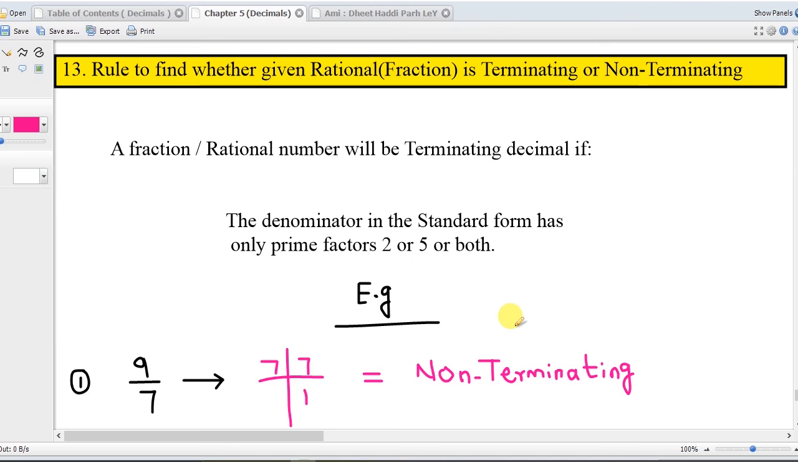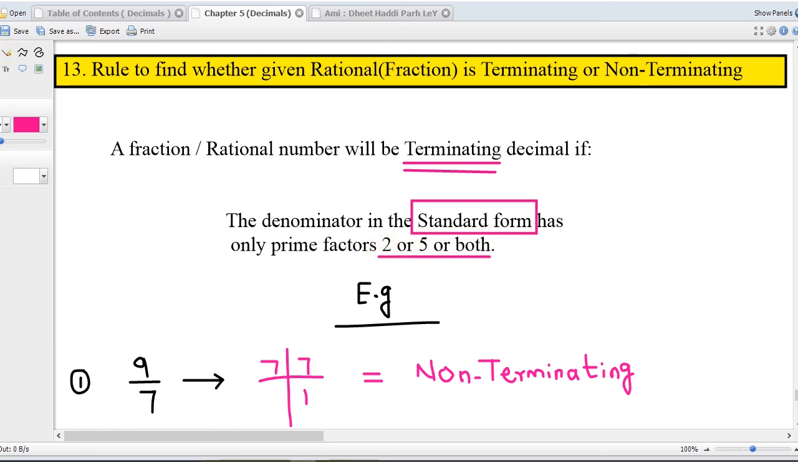Okay, moving on to the next concept, which is the rules to find whether any given rational number or fraction is terminating or non-terminating. How do we know by looking at it that this is a terminating one or non-terminating? A fraction or rational number will be terminating only if the denominator in the standard form, this is very important to keep in your mind, has only prime factors, either 2 or 5.